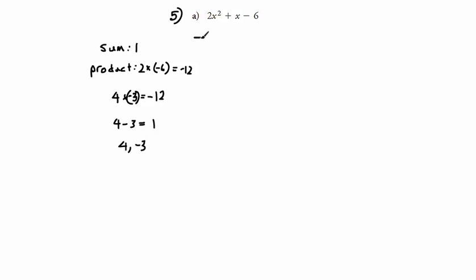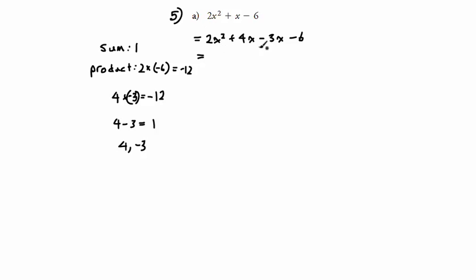Okay, so now we use our decomposition method and break this middle term based on this. So that's plus 4x minus 3x minus 6. And notice that we didn't actually change anything. This x is right here. 4x minus 3x is x. So decomposition makes you manipulate this expression in order to factor it.